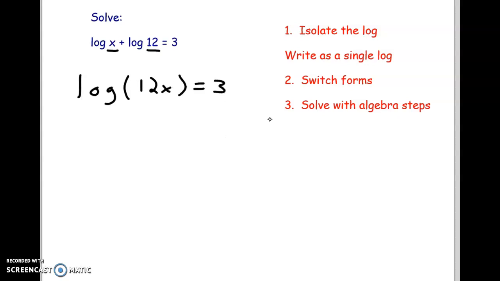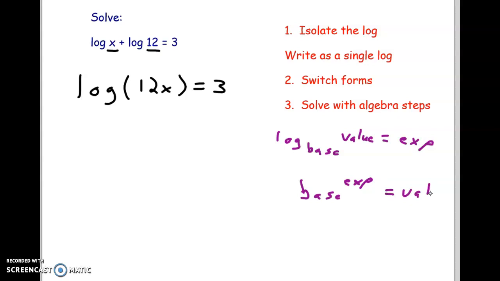All right, and so now the switch form part. In log form it looks like this. The little number down here is the base, and since log means find the exponent, the exponent's on this side of the equal sign, and then the other number is called the value. And the other form looks like this, where your base is the number down here, and the little number up top is called the exponent, and then that equals the value.